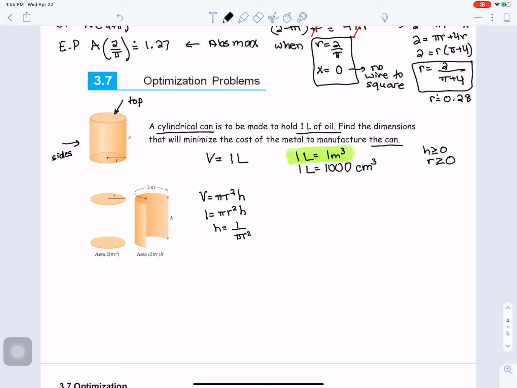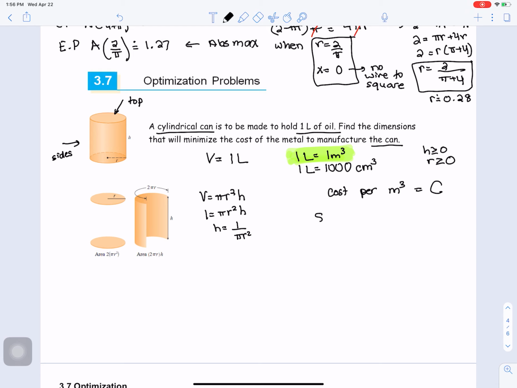So you want to make sure that in this question, we're going to assume that the cost to produce the can is the same regardless of the top, the bottom, or the sides. And I'm going to call the cost per meter cubed, I'm going to call that C. So that's going to be a fixed number, like maybe 20 cents per meter cubed or something of that sort.